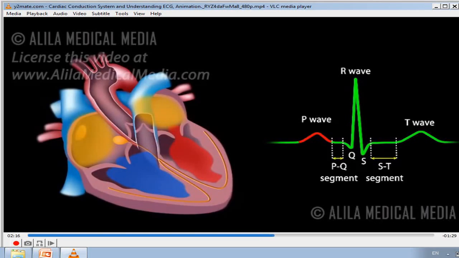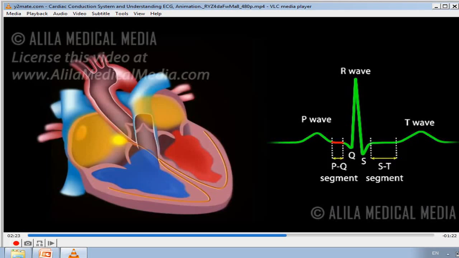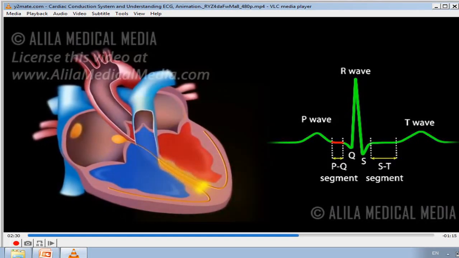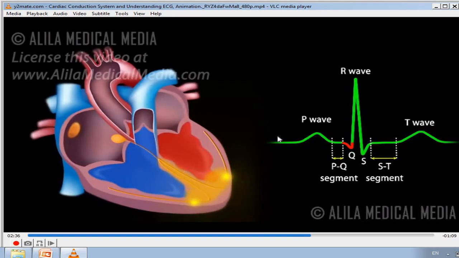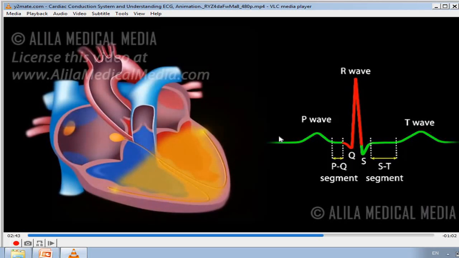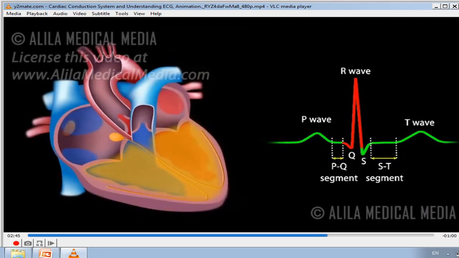The PQ segment represents the time the signals travel from the SA node to the AV node. The QRS complex marks the firing of the AV node and represents ventricular depolarization. Q wave corresponds to depolarization of the interventricular septum. R wave is produced by depolarization of the main mass of the ventricles. S wave represents the last phase of ventricular depolarization at the base of the heart.